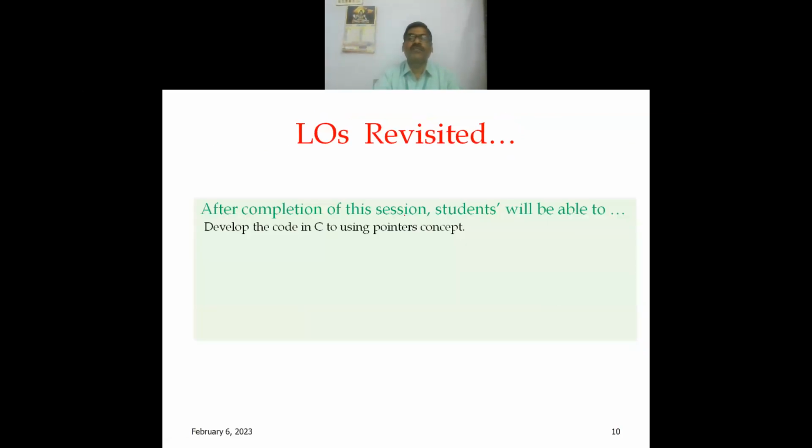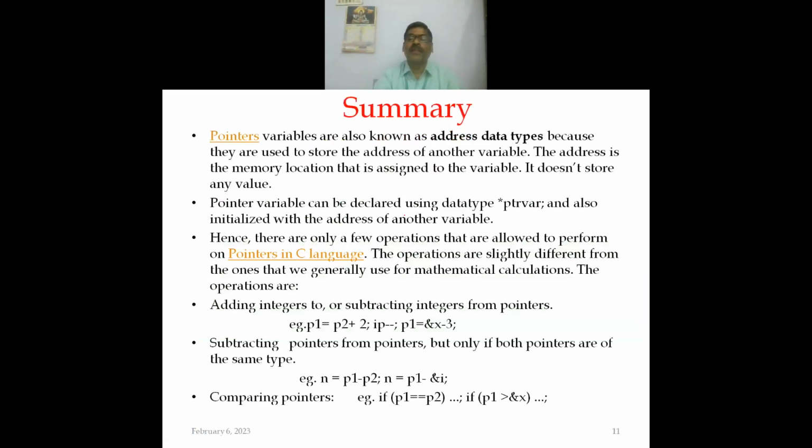So the lecture outcomes are revisited here. After completion of the session, you will be able to develop code in C language using the pointer concept. And the summary of the session is that pointers are variables of address type, which are used to store the address of another variable. The memory addresses are always unsigned integers. Pointer variables can be declared by using the data type followed by star and the pointer variable name. And pointer variables can be initialized at the time of declaration of the pointer itself.